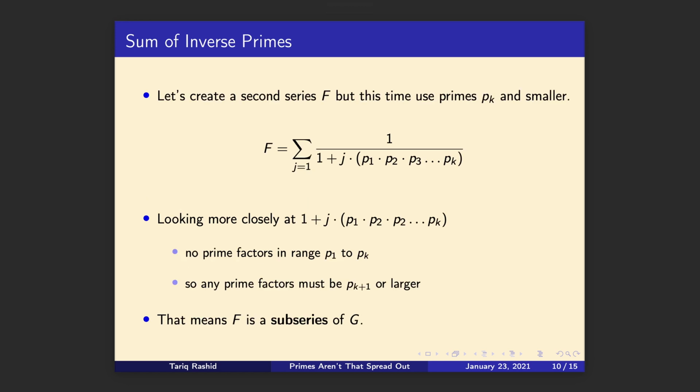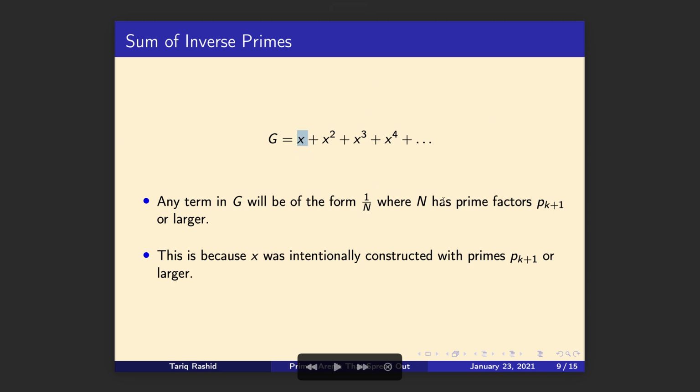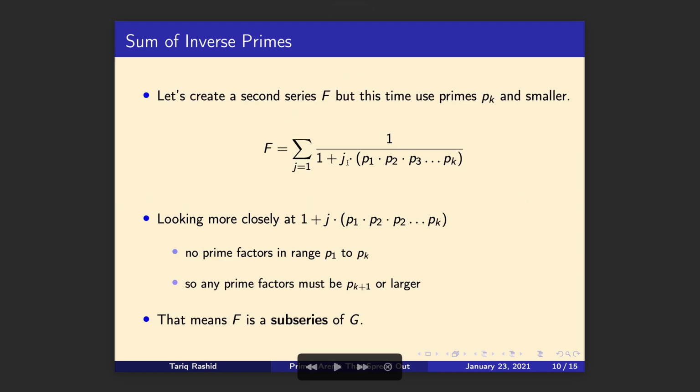Now let's create a different series which is the opposite. Now this page looks a bit scary, so we'll go slowly. It's actually very similar to what we've just done. We're just making another series but doing the opposite. Instead of these terms which have prime factors pk plus 1 or larger, we're making a series where the terms have prime factors pk or smaller.